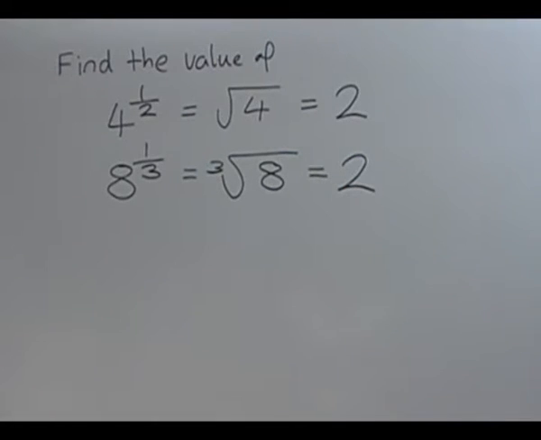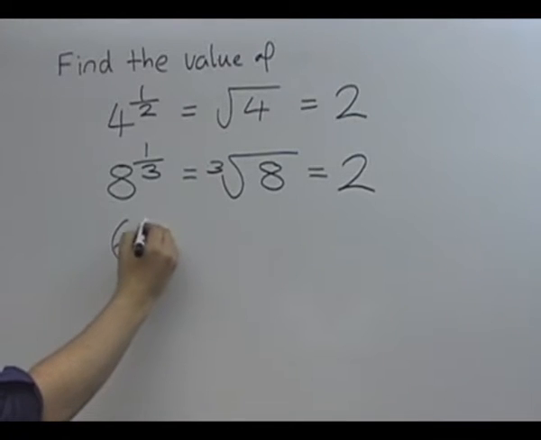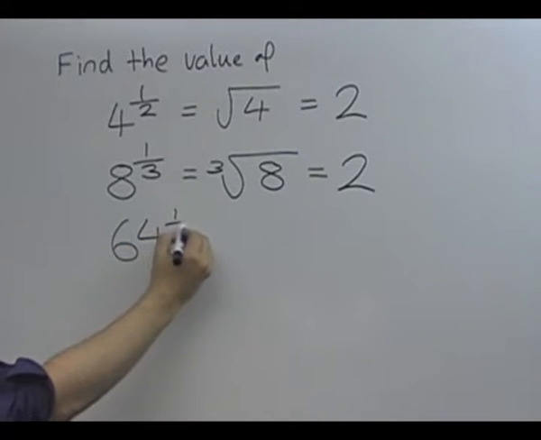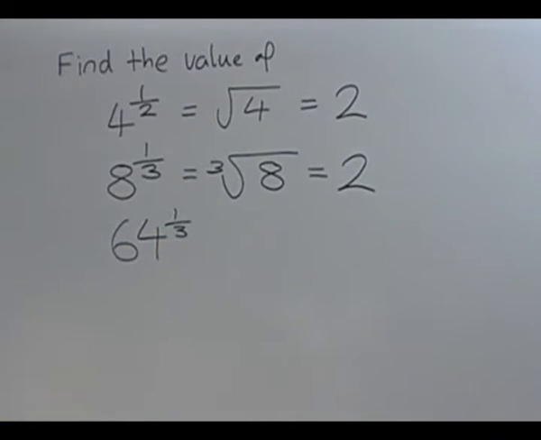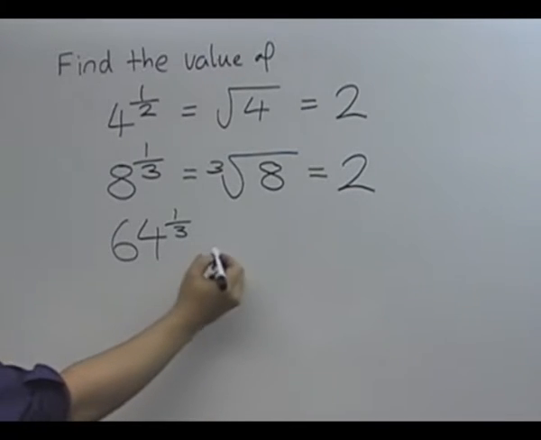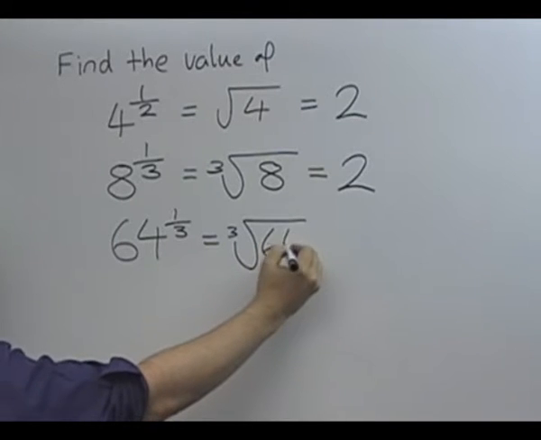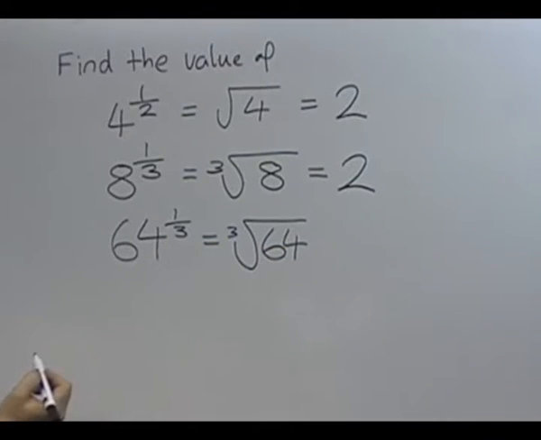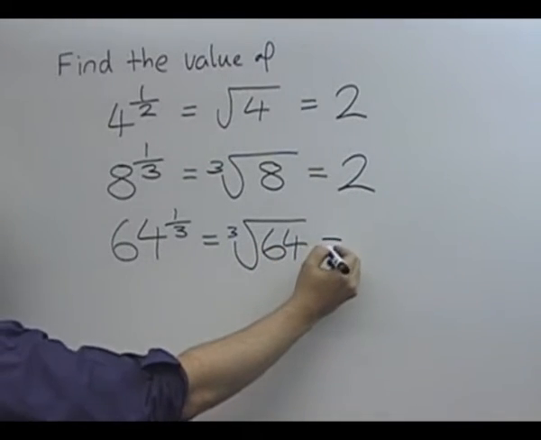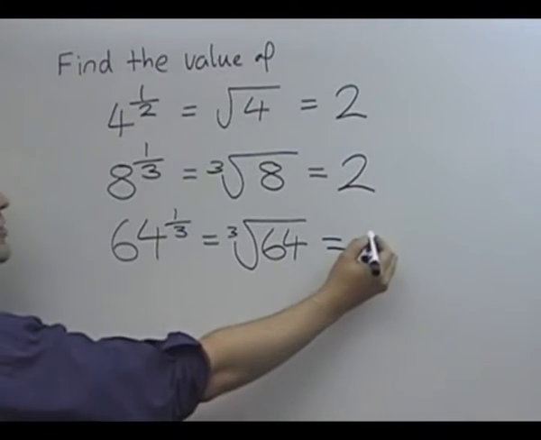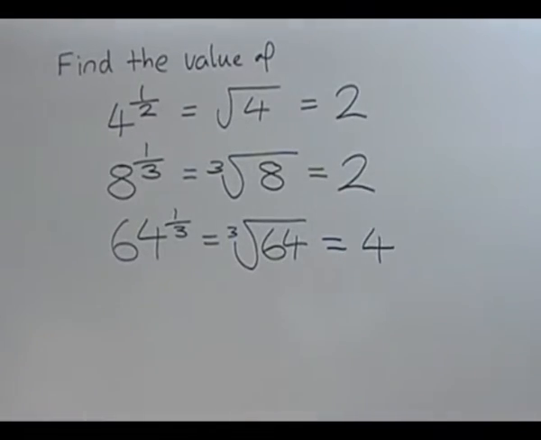Another example would be 64 to the power of 1/3. Right, again, this is the cube root of 64. 64 is a suspicious number. We've got what times itself 3 times makes 64, and the answer is 4.